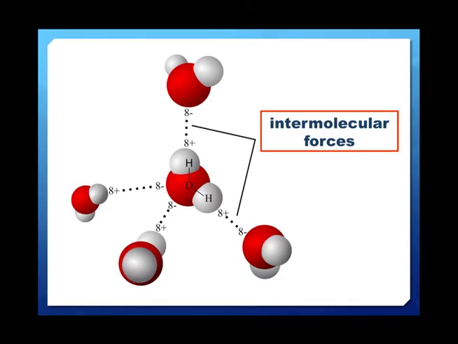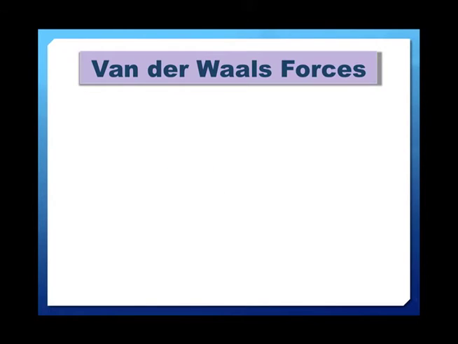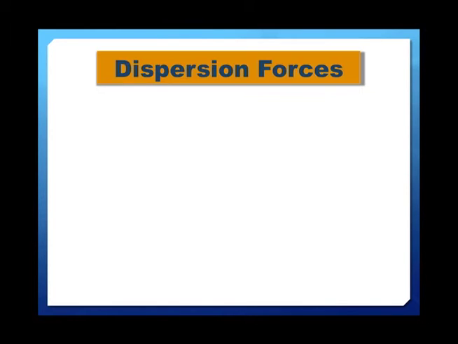There are a number of types of intermolecular forces, and the kinds that occur between neutral atoms and molecules are called van der Waals forces. Within the van der Waals forces, there are several different types of interactions that can happen, and one of them occurs between literally any kind of atom or molecule.